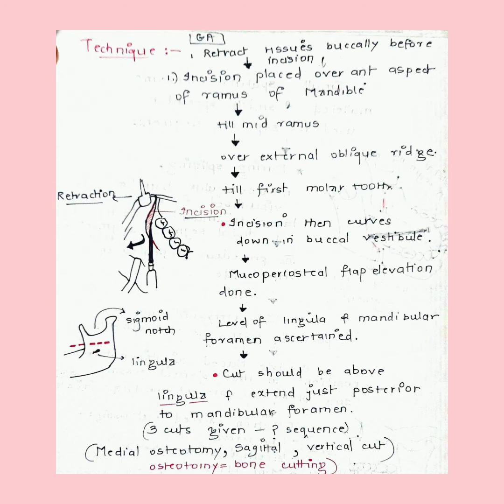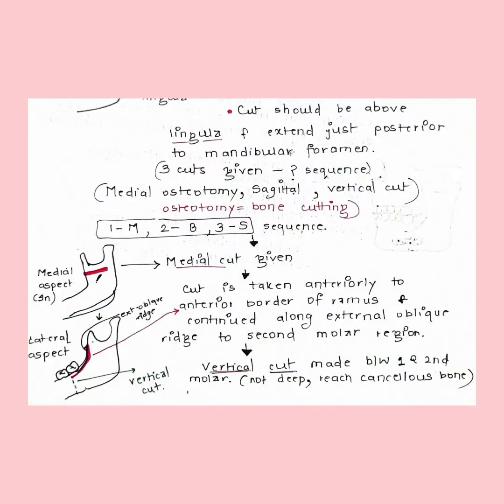Like I said, the sequence of these cuts depends on the surgeon's preference. So there's the medial cut or medial osteotomy, sagittal osteotomy and vertical osteotomy. We'll go as per the textbook. So the medial cut is given. This cut is taken anteriorly to the anterior border of the ramus and continued along the external oblique ridge till the second molar region. Then a vertical cut is given between the first and second molar, not deep, and it should be enough to reach cancellous bone. We'll feel that ditch or dip as we reach the cancellous bone.